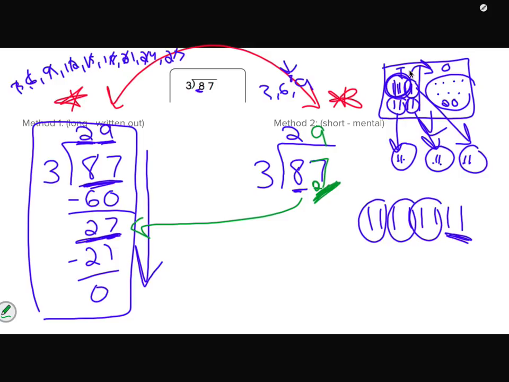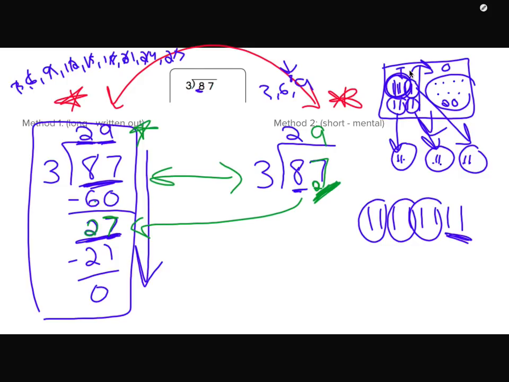Now, as you can see, I had the exact same thought process as this one, except in method 1, I wrote it all down. I knew that I had 6, and then I knew I had those 2, and I regrouped it to be 27. I did all of that, but I just did it mentally. So this is the short mental method versus the long drawn out method.